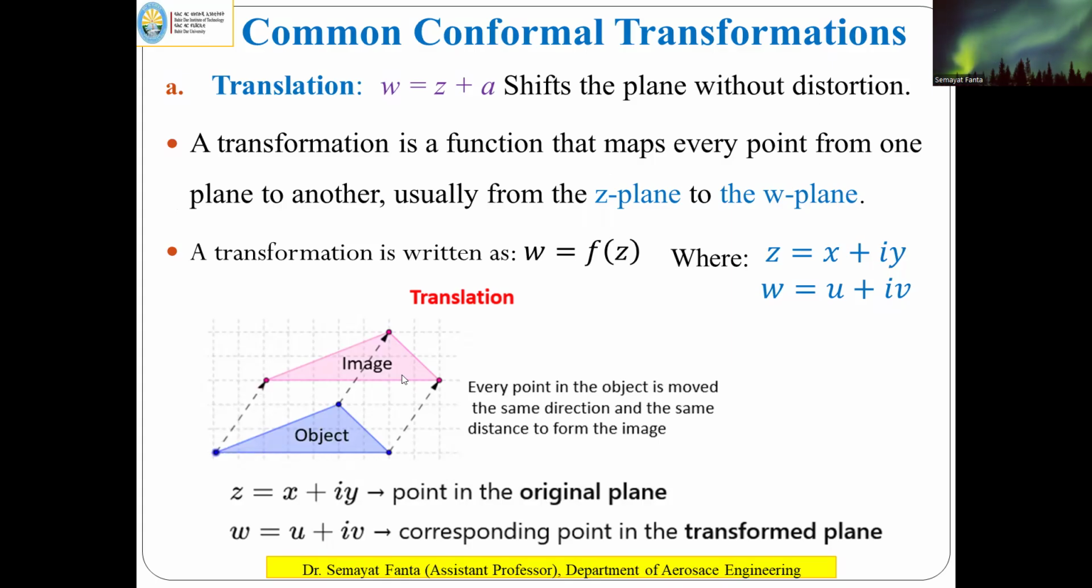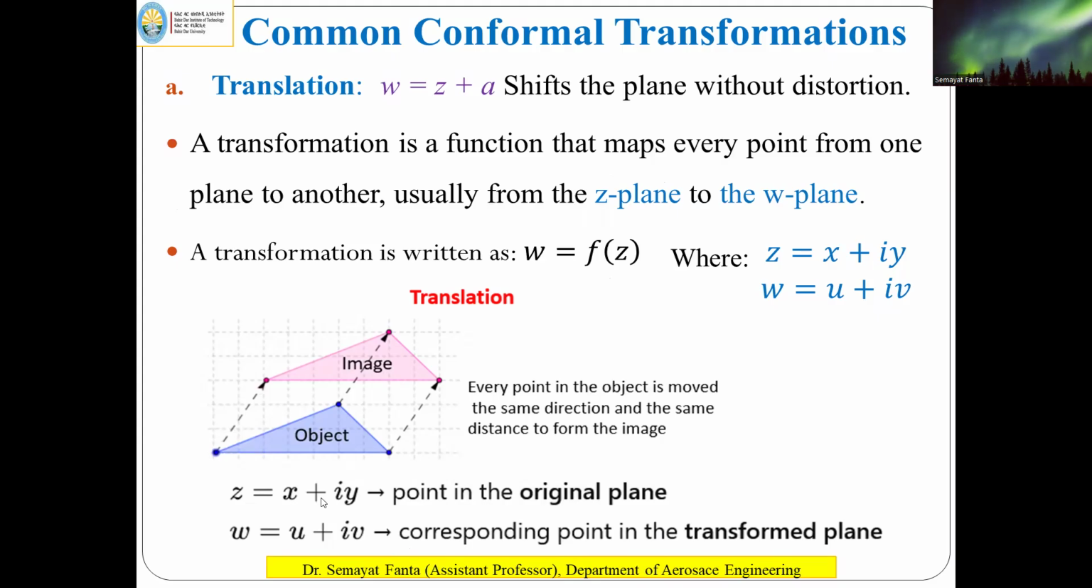So a transformation is a function that maps every point from one plane to another, usually from the Z plane to the W plane. The W plane is the transformed plane, and the transformation is written as W is equal to f of Z, as we have seen. So here, Z is equal to x plus iy, and W is u plus iv.